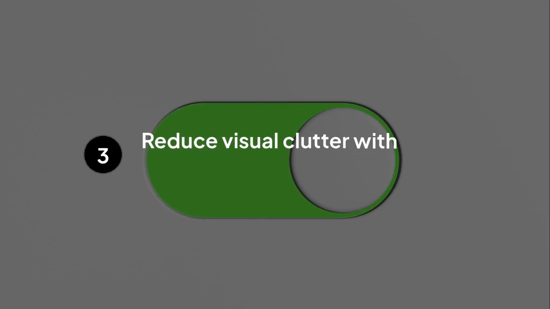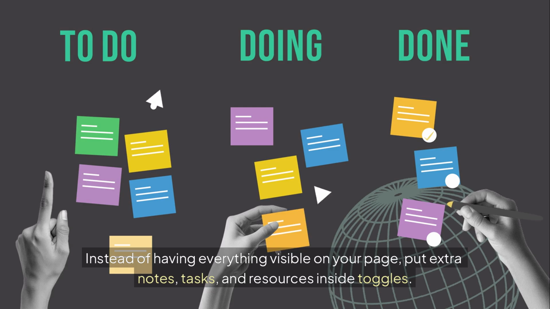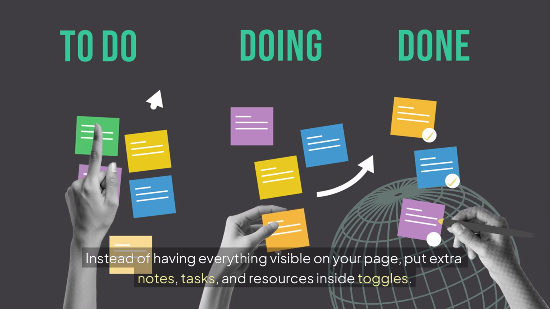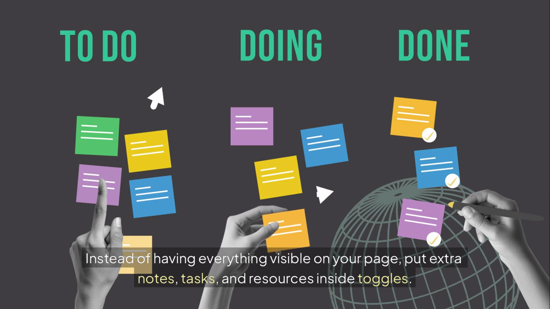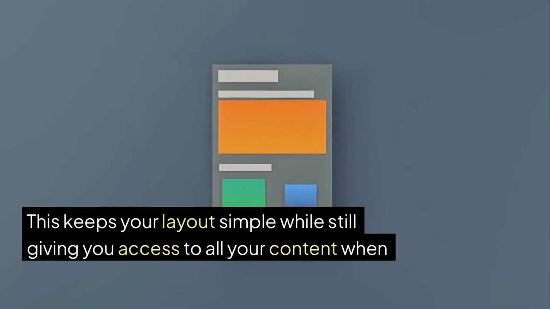A great trick is reducing visual clutter by using toggle lists. Instead of having everything visible on your page, put extra notes, tasks, and resources inside toggles. This keeps your layout simple while still giving you access to all your content when you need it.